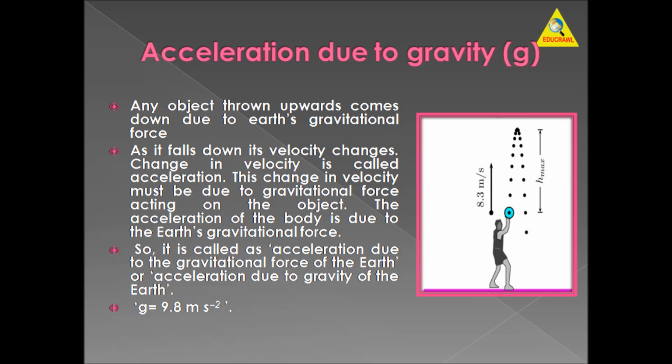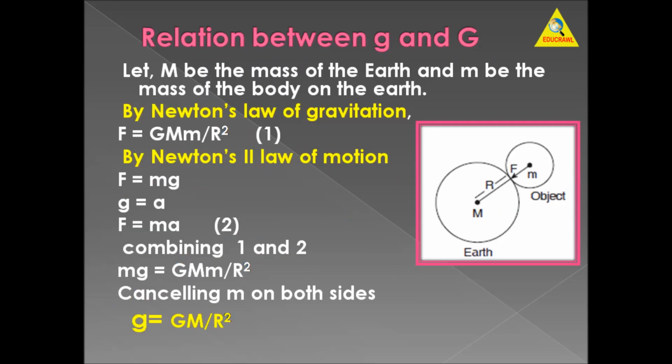Next, we shall see the relation between acceleration due to gravity and the gravitational constant. For that, consider an object of mass m on the surface of the earth whose mass is taken to be capital M. By Newton's gravitational law, F is equal to GMm by r squared, and by Newton's second law of motion, the force acting on the object of mass m is given by F is equal to ma.